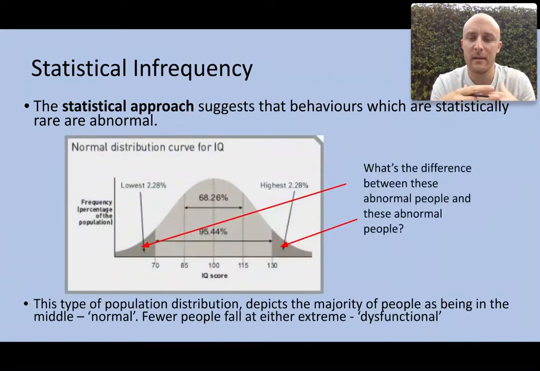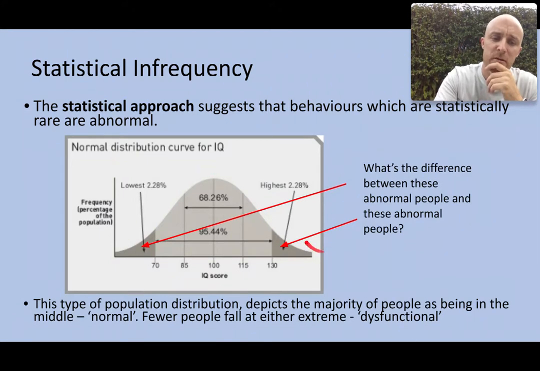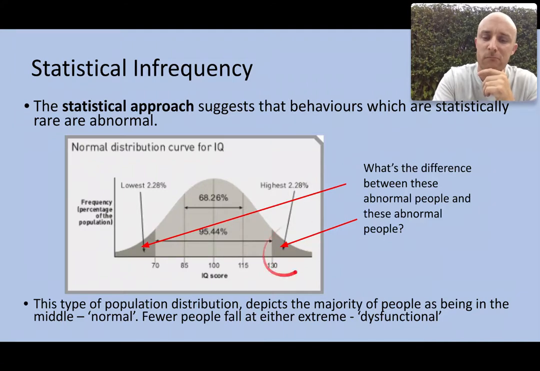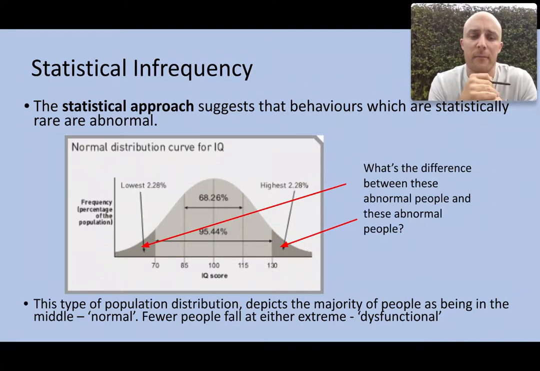And you've got here, basically on a normal distribution, anything outside of 95% is considered abnormal. So this top 2.5% here, roughly, and this bottom 2.5%, they are considered abnormal.